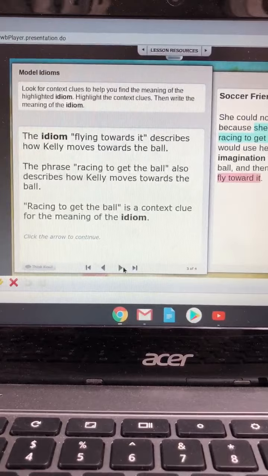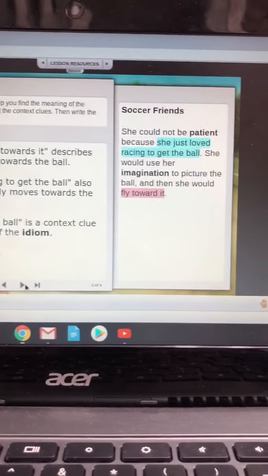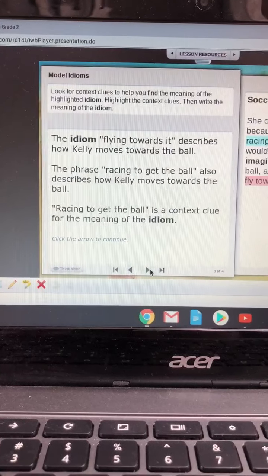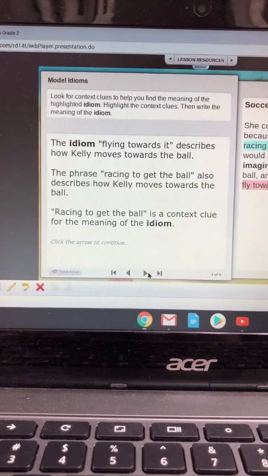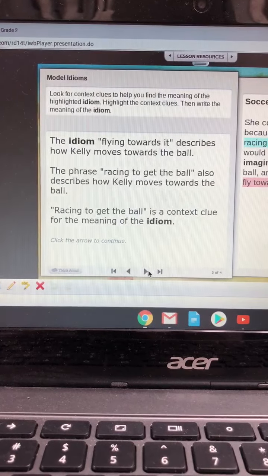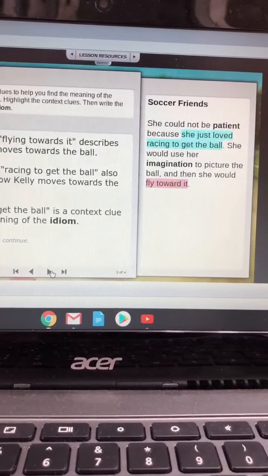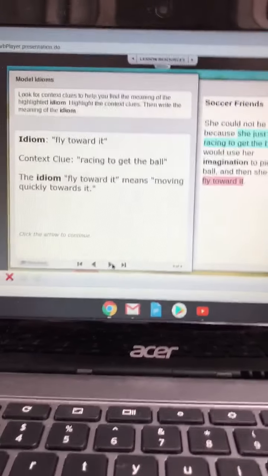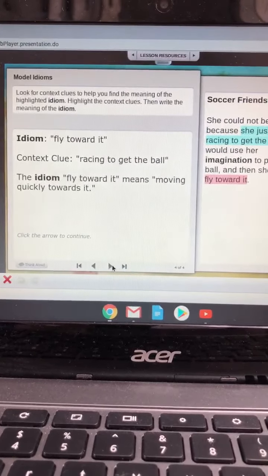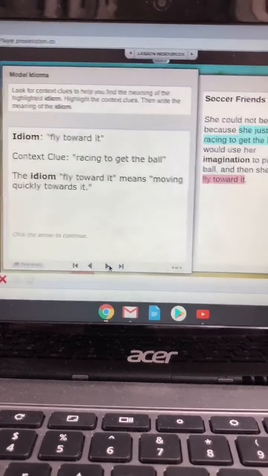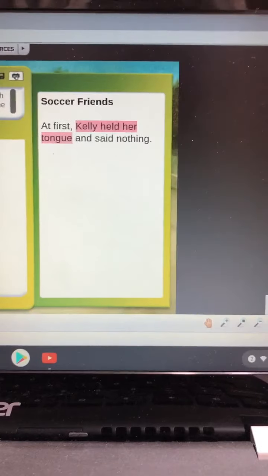Okay, so it's an idiom. So is racing to get the ball. She just loved racing to get the ball. Okay, means she's running as fast as she can. It helps describe how Kelly moves towards the ball. Okay, she flies through it. She's racing for it. Okay, so the clue is racing to get the ball. The idiom is fly toward it. So we know that the idiom fly toward it means moving quickly towards it. Let's look at our next one.